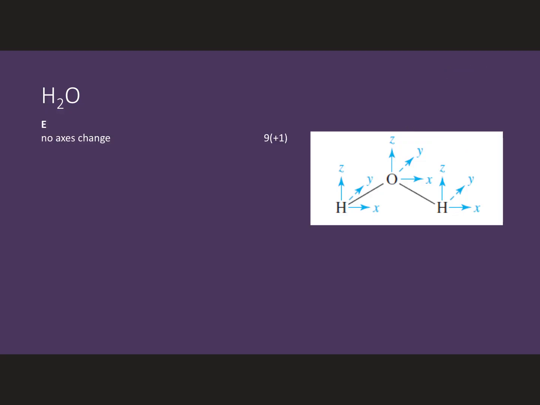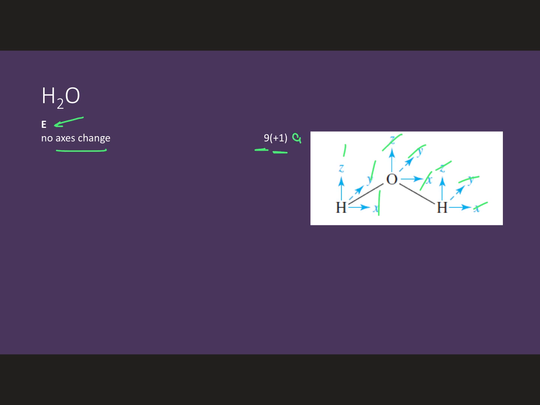So we're going to start and look to see what happens to our axes upon the identity element. Identity, nothing changes, so there are no axes changes. So if I look around here, I'm going to have 1, 2, 3, 4, 5, 6, 7, 8, 9 axes, and each of them is staying the same, so it's going to be a 1.